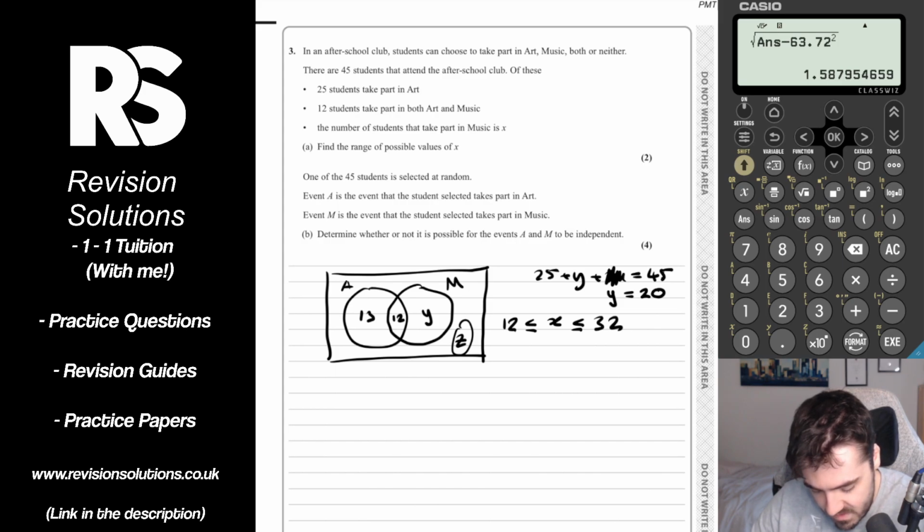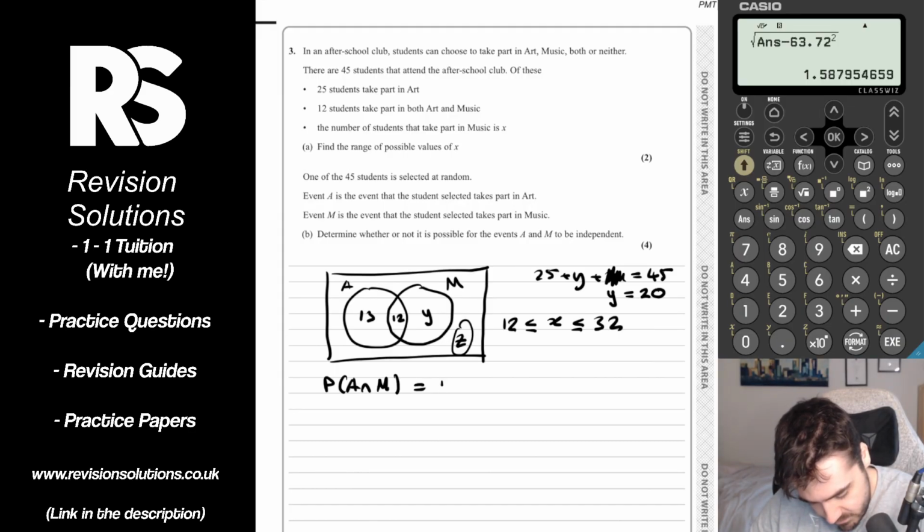Okay, so for the events A and M to be independent, that would mean the probability of the intersection is equal to the product of the probabilities. Let's see what that tells us about the possible values for X. So let's just write it down first. The probability of A intersection M needs to equal the probability of A times the probability of M if independent.